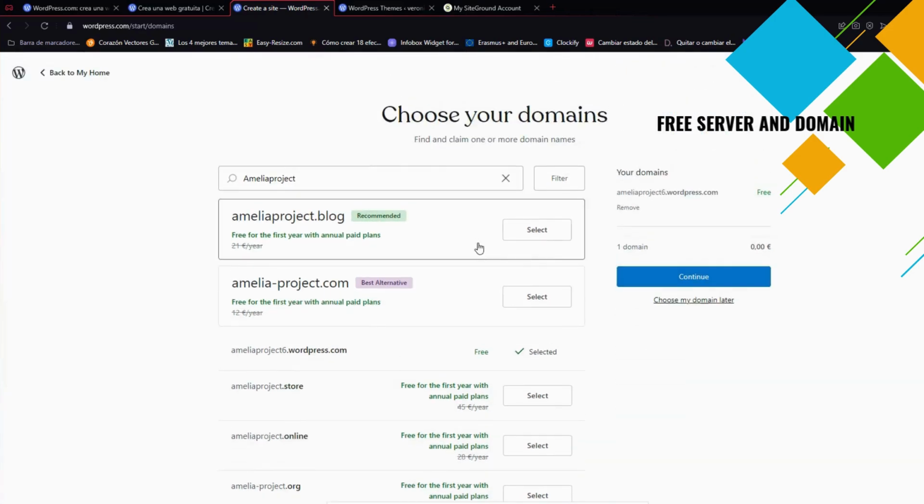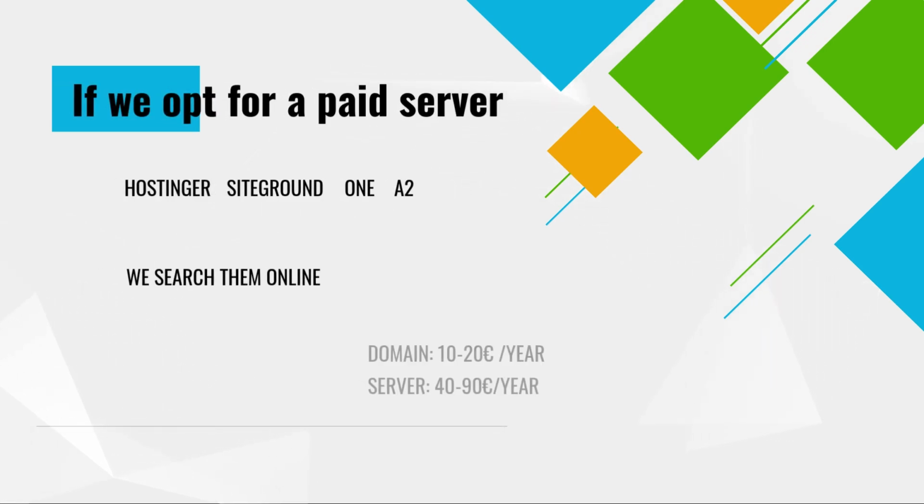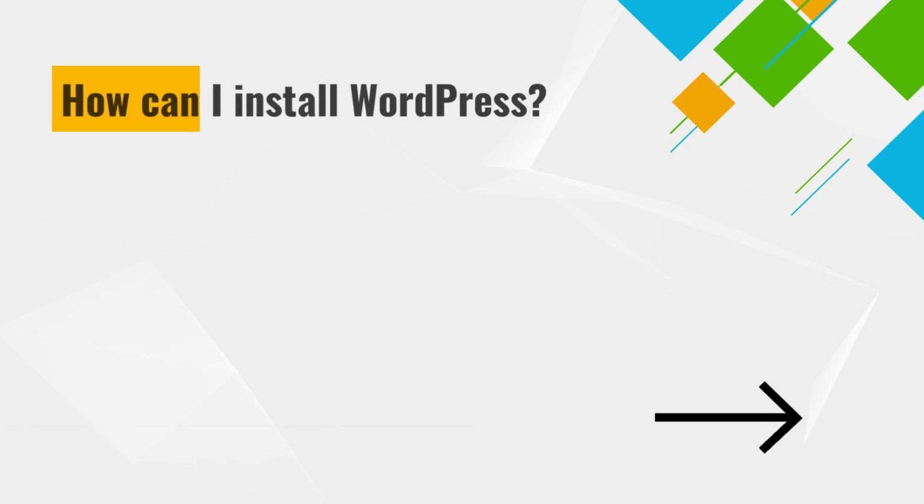In this case, ameliaproject.eu. There are many options of servers on the market, and the price can vary between 10 and 20 euros per year approximately for the domain name. For the hosting, it will be between 40 and 90 euros per year.